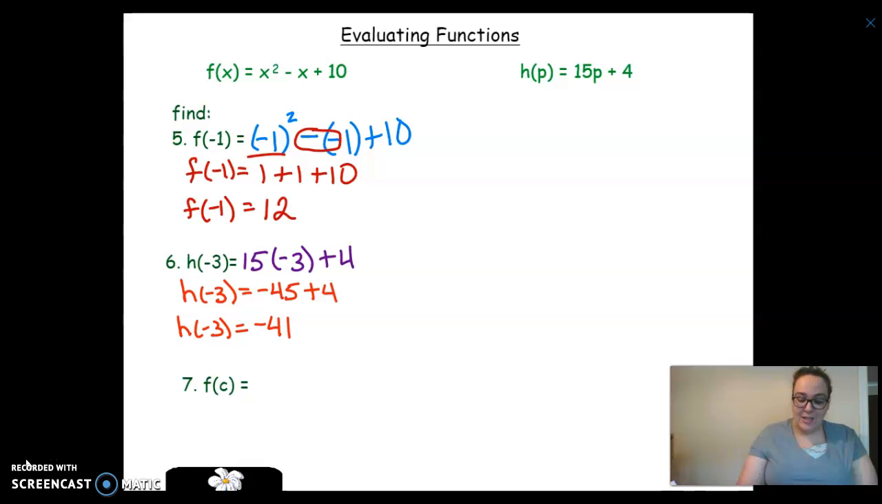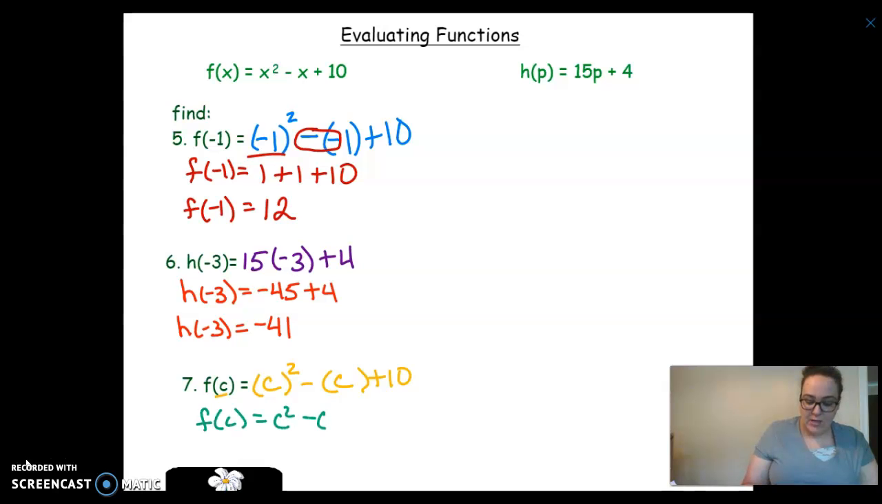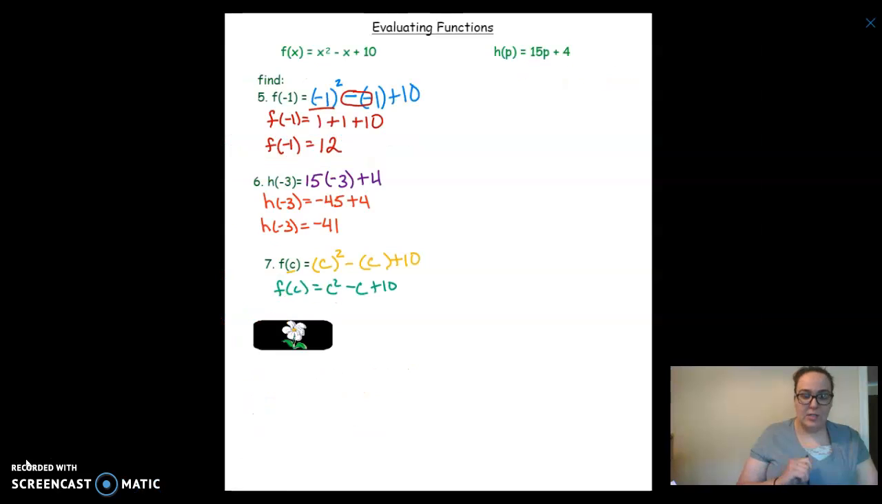Okay, it says, hey, let's find f of c. Well, I know I'm using my f of x function. So I have x squared minus x plus 10. And it tells me inside those x's, what am I putting instead? Well, I'm putting c. There really isn't anything to do here. F of c is just equal to c squared minus c plus 10. I just replaced the x with a c.